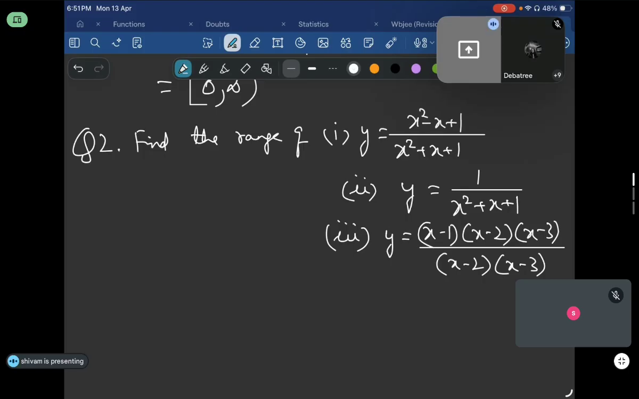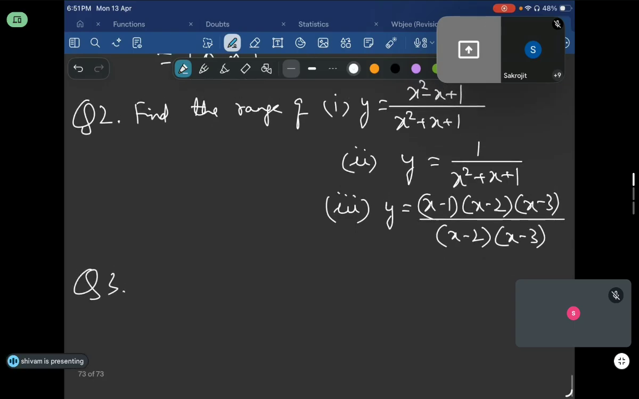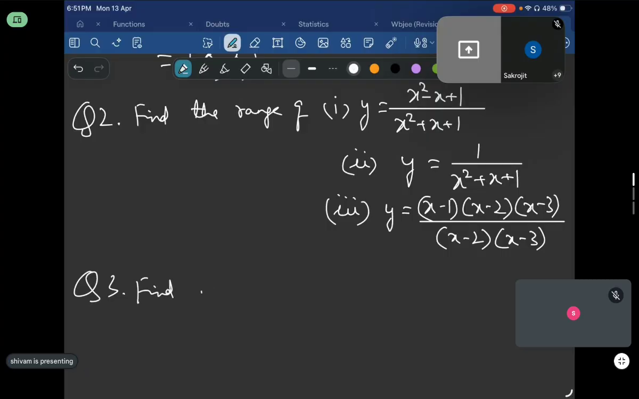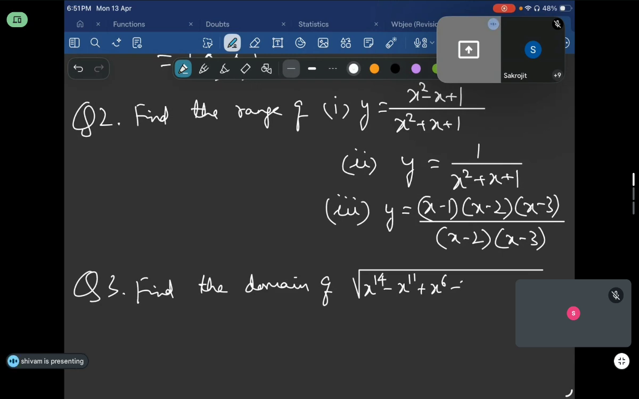Okay, Socrates, this is the answer of part 3, right? Part 3. Yes, Socrates, part 3 is correct. Question number 3. Find the domain of square root of x power 14 minus x power 11 plus x power 6 minus x cubed plus x square plus 1.